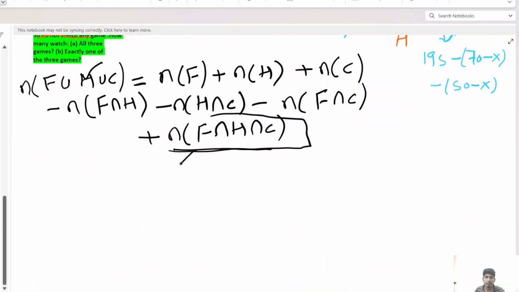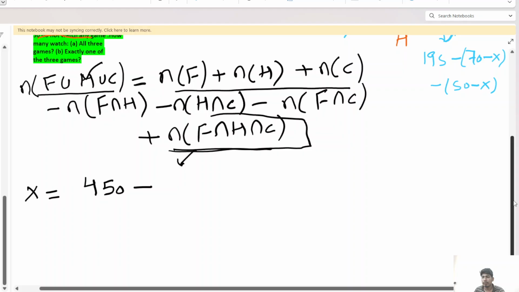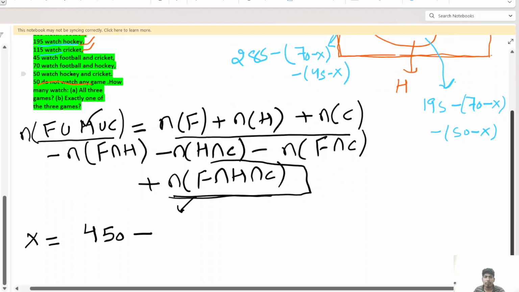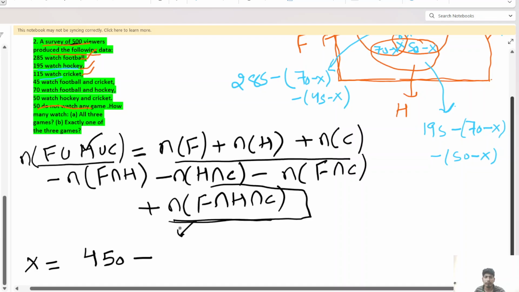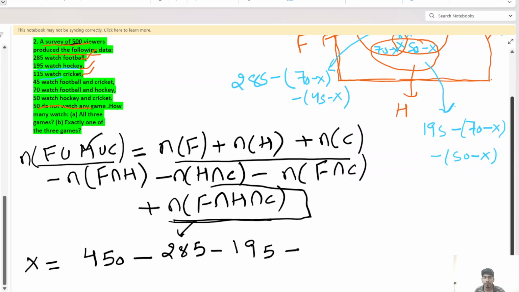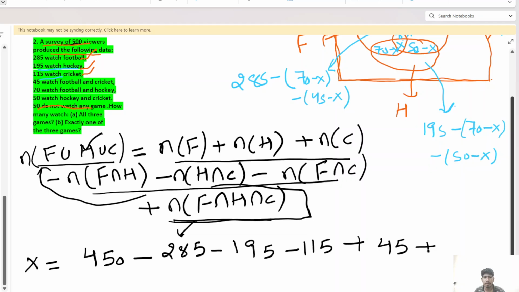Let the value be x. The union is 450, so 450 equals the total: number of people who watch football, 285, plus 195, plus 115. The intersections go to the left side and become positive, so plus 45, plus 70, plus 50.